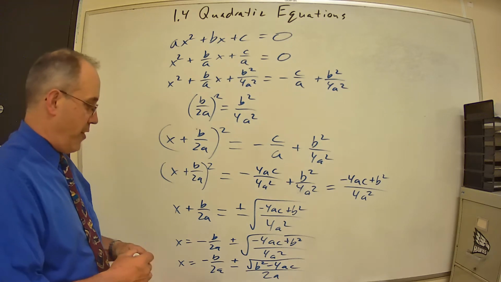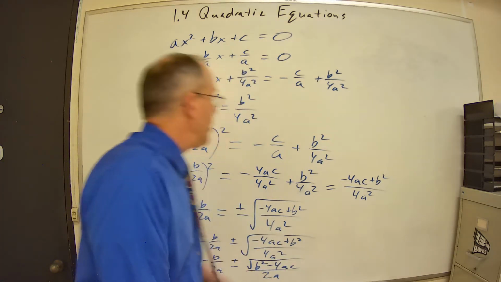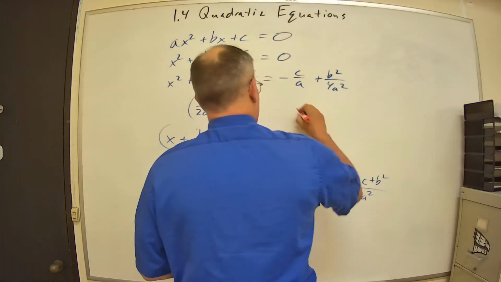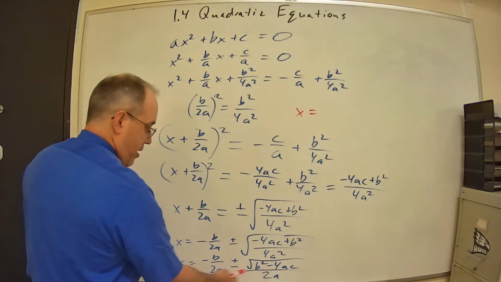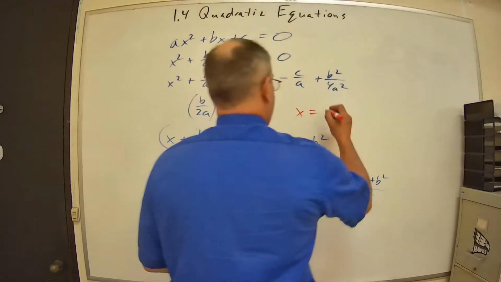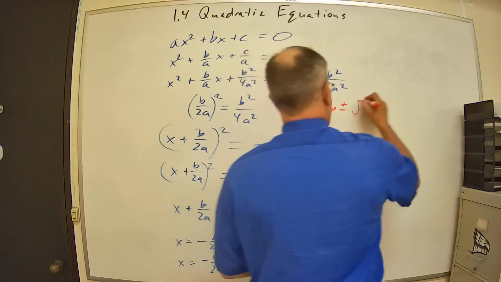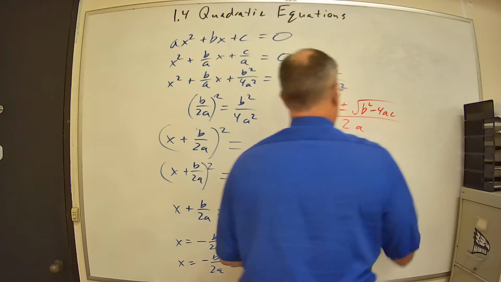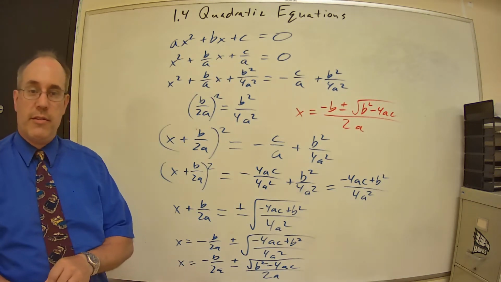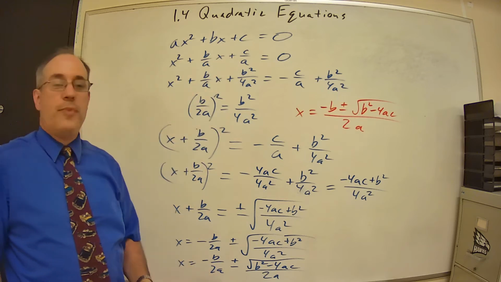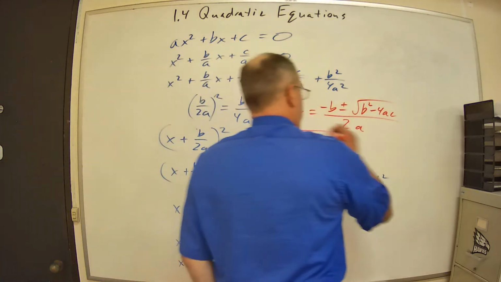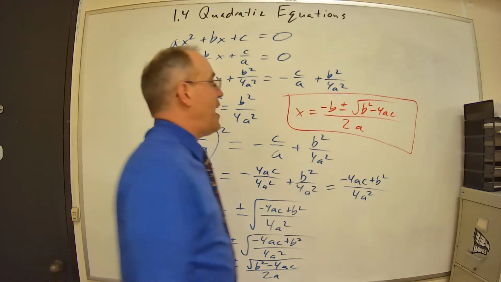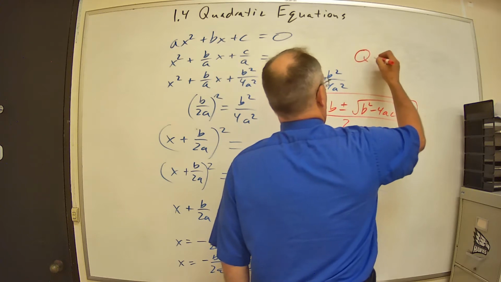So to finish this off, I'm going to put this in red. I find that x is equal, notice we have a common denominator, 2a, to negative b plus or minus the square root of b squared minus 4ac over 2a, by going through and solving this manually using completing the square. Now that may look familiar to you. That is what is known as the quadratic formula.